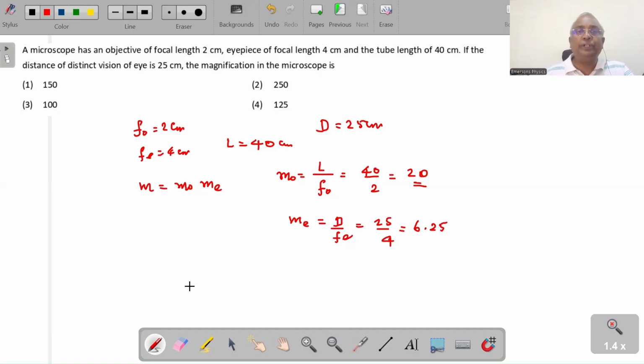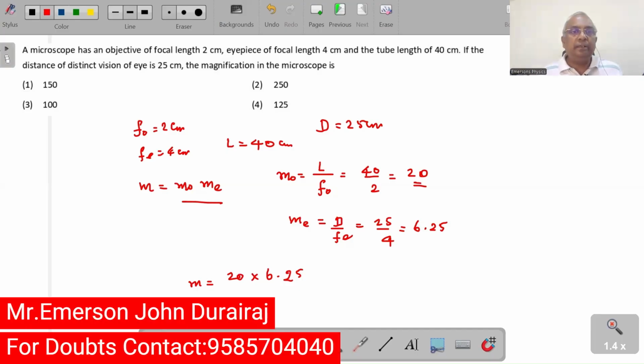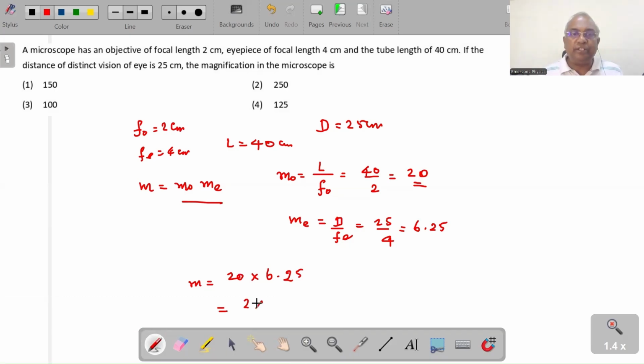Now we will multiply both. Total magnification equal to M_O times M_E is 20 into 6.25. So when you multiply 2 into 62.5, the answer is 125. Okay.